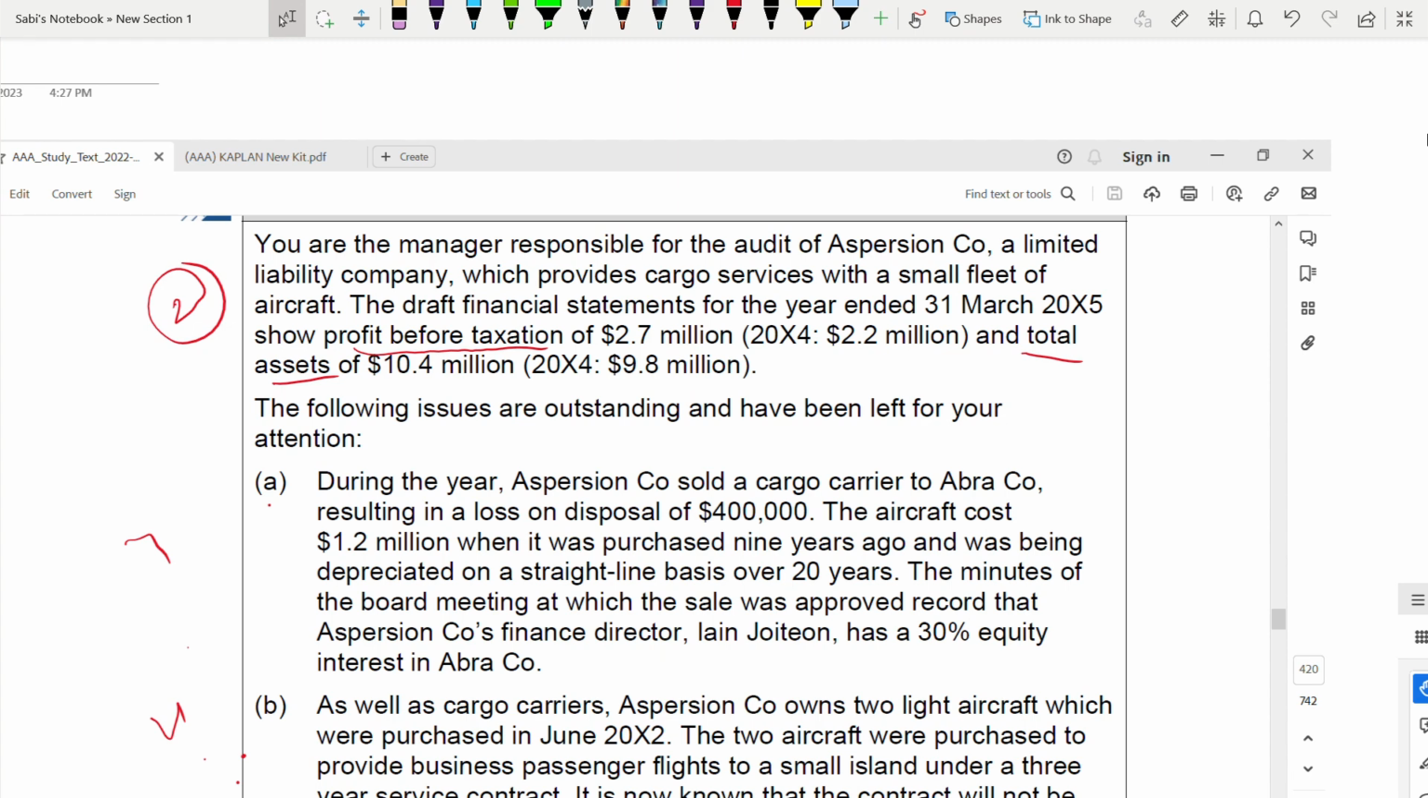So you are a manager responsible for the audit of a company which provides cargo services with a small fleet of aircraft. They have given you the financial statement results both for 2005 as well as for 2004 inside the brackets for you to compare. So profit before tax, you see 2005 it's 2.7, 2004 it was 2.2. It increased. Total assets were 10.4 and 9.8 the previous year.